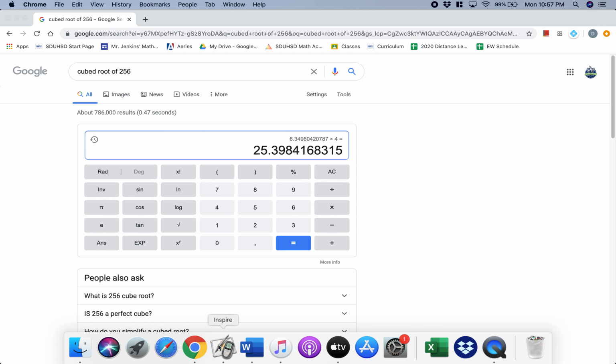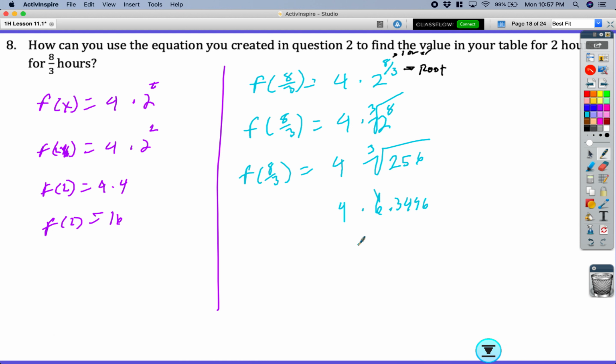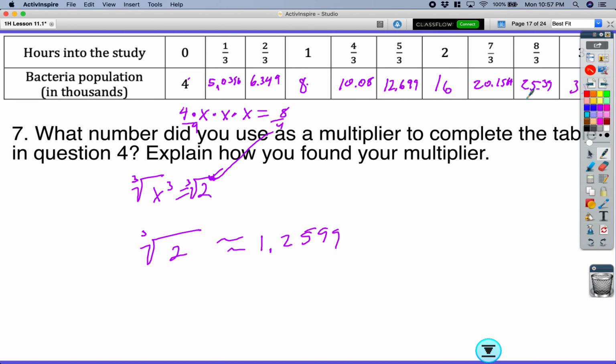25.398. So here we go, 25.398. And if I go back and look at the table over here, I got 25.398. Perfect. So it's the same idea on how to do that, okay?